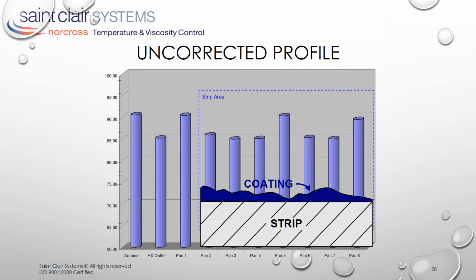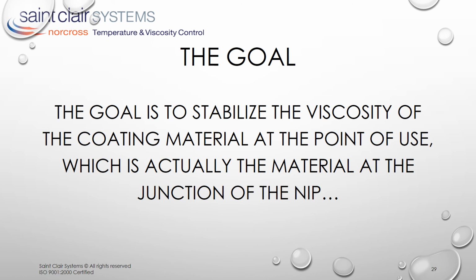Yes, that's funny, but in all actuality, it doesn't matter how you apply a coating. If it's not smooth and even and thoroughly cured across the entire surface, the result will be issues with the quality. And so, the goal is to stabilize the viscosity of the coating material at the point of use, which is actually the material at the junction of the nip. No other material temperature in the system matters to the stability of the coil coating process.